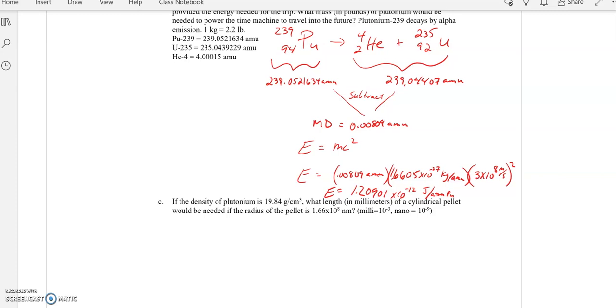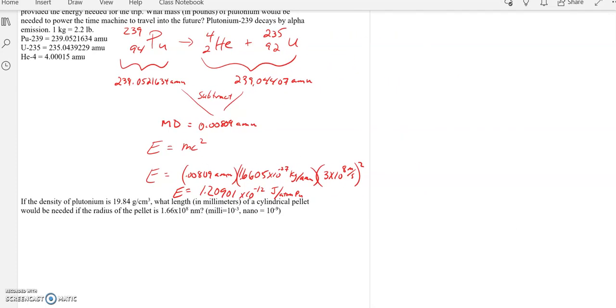Now, we haven't quite finished the problem yet. We know how much energy we would need total based on answer A, and we know how much energy we get per atom of plutonium based on what we've gotten so far. So now we can figure out how many pounds of this plutonium we're going to actually need.